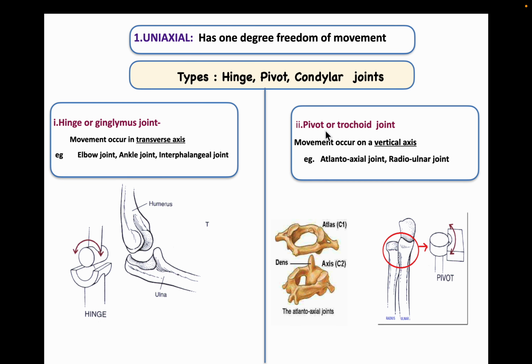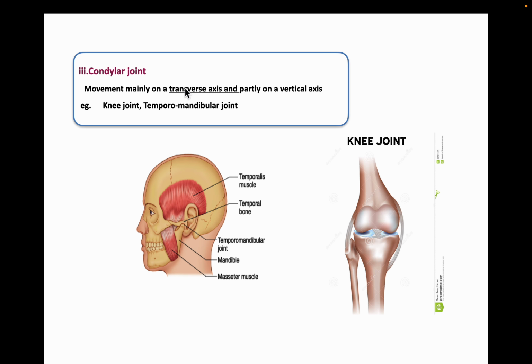Second is the pivot or trochoid joint, where movement occurs in the vertical axis. If it is happening in the transverse axis, these are the examples. If it is happening in the vertical axis, these are the examples, that is atlantoaxial and radioulnar joint. Then if the movement mainly occurs on the transverse axis and partially on the vertical axis, these are the examples, that is knee joint and temporomandibular joint. So this is temporomandibular joint, this is knee joint.